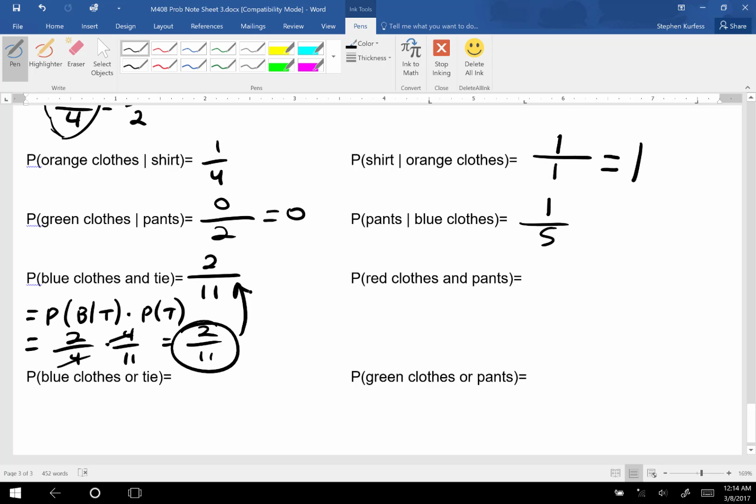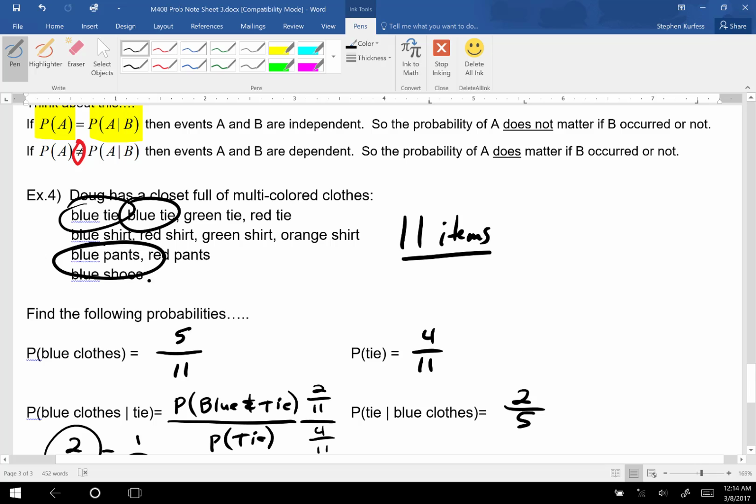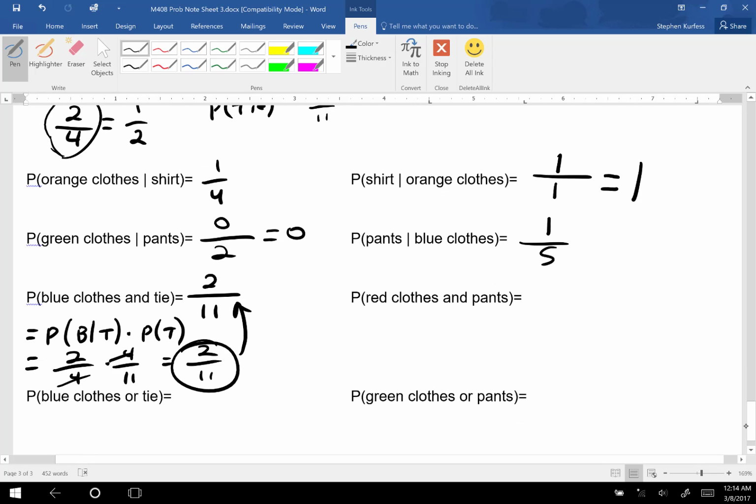So again, probability of red clothes and pants. Let's go to that. Red clothes and pants. So how many red pants do I have? Let's get rid of some of this stuff here again. Okay. How many red clothes and pants? There's only one. There's only one red pant. So remember, it's kind of the intersection of both of them. It's got to be red and it's got to be pants. There's only one of them. So it's 1 out of 11. 1 over 11.